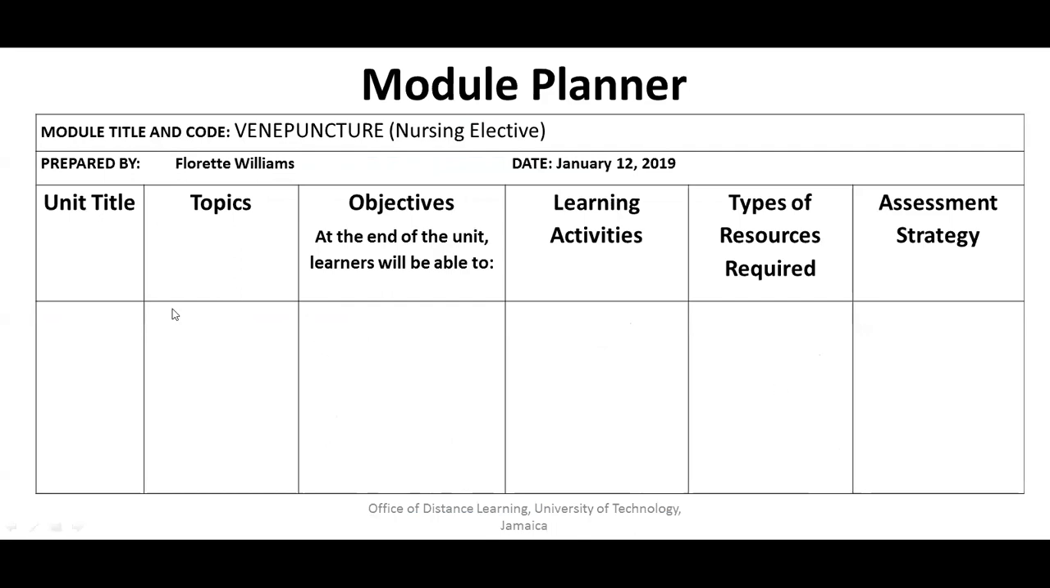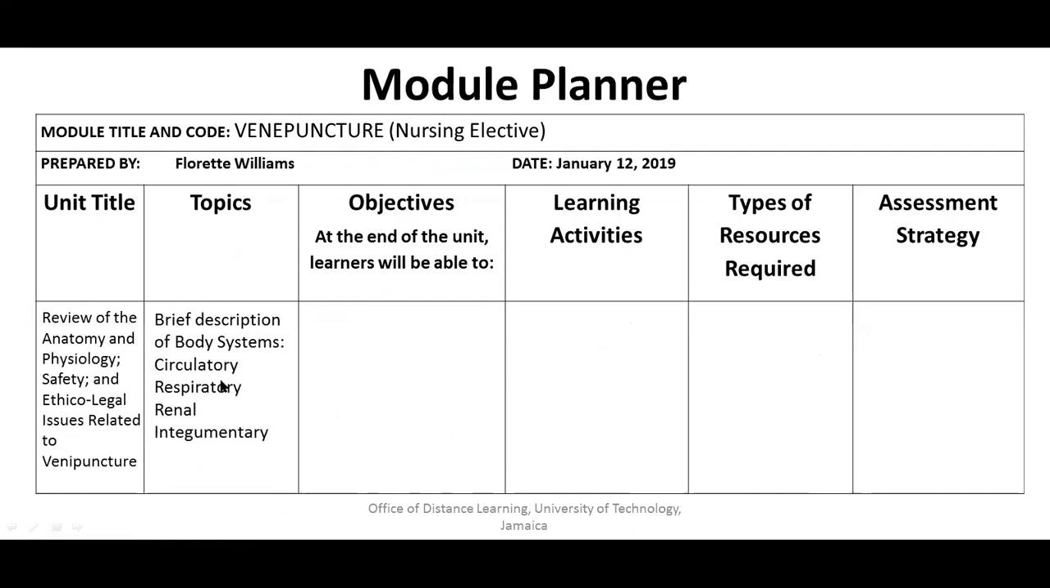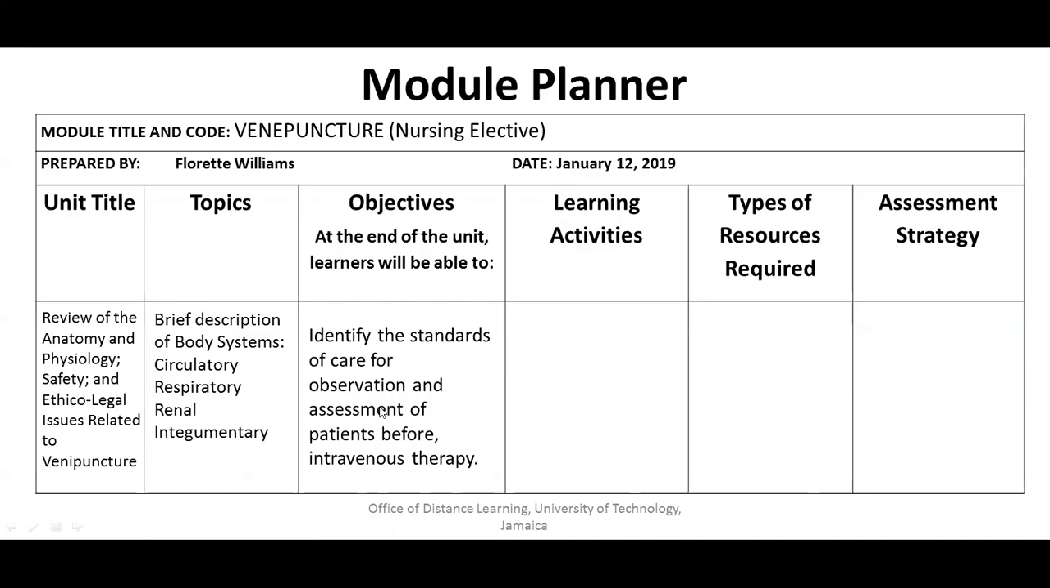So here's the planner. And I think we're basically at the end of making our planner. I'm sure it was a wonderful journey for you. Let's go. We have, first of all, the unit title. Whatever the unit title is, let's put it in the column. Here are some of the topics. We simply put them in the column, doing it unit by unit. The objective for this unit: they're going to identify the standards of care for observation and so on. So they're identifying something. That's the first objective.